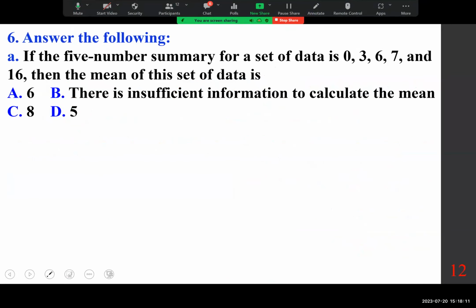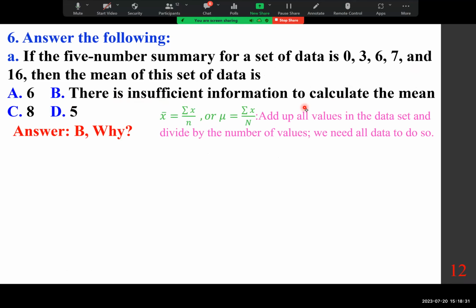If the 5-number summary for a set of data is 0, 3, 6, 7, and 16, then the mean of the set of data is one of them. The answer is B: there is insufficient information to calculate the mean. Why is that? The formula: x bar is the summation of x over n, or mu is the summation of x over capital N. We have to add up all values in the data set and divide by the number of values. We need all data to do so. If we don't have all pieces of data, we can't calculate the mean. That's the reason behind it.